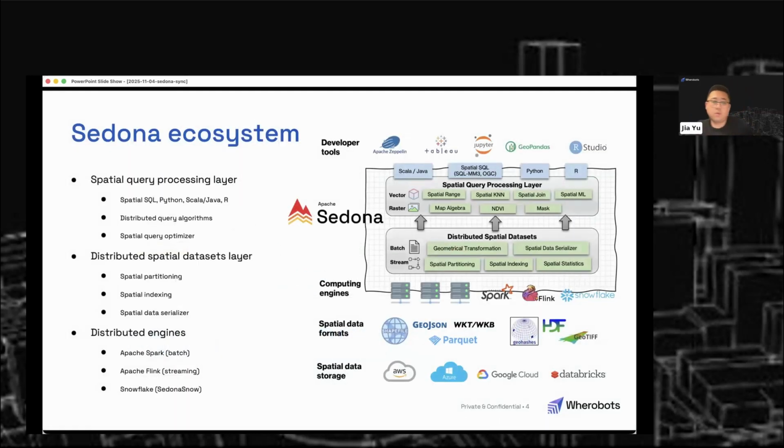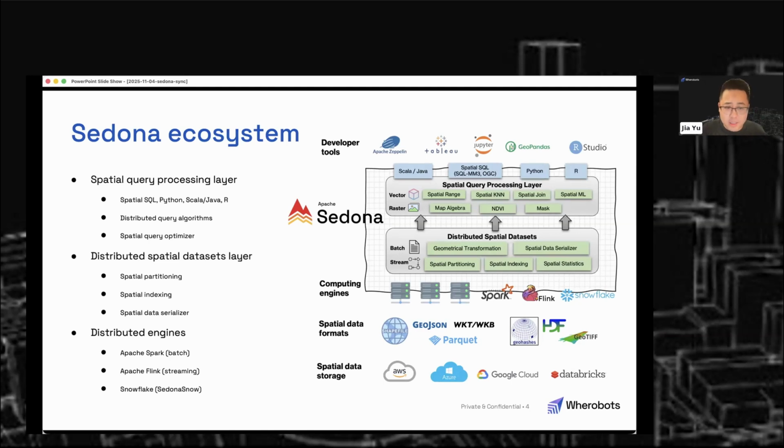And here is a brief overview of the ecosystem in Apache Sedona. Sedona mainly has multiple layers. The first layer is what we call the spatial query processing layer. In this layer, we provide spatial SQL, Python, and Java APIs for the users. It also integrates with a number of developer tools, including Apache Zeppelin, Tableau, Jupyter Notebook, and GeoPandas. This layer also is equipped with a number of distributed spatial query algorithms. The query optimizer will automatically decide which query algorithm to use given a particular query and dataset.